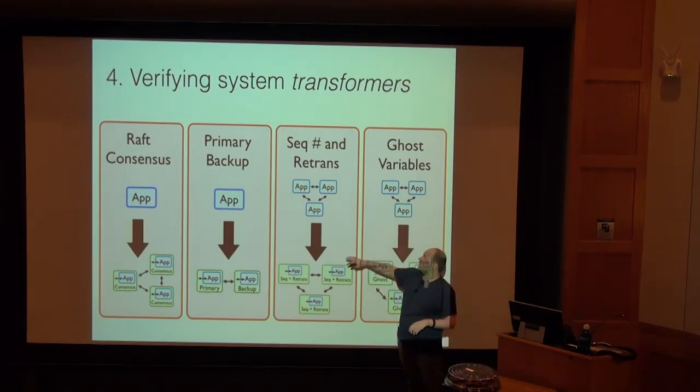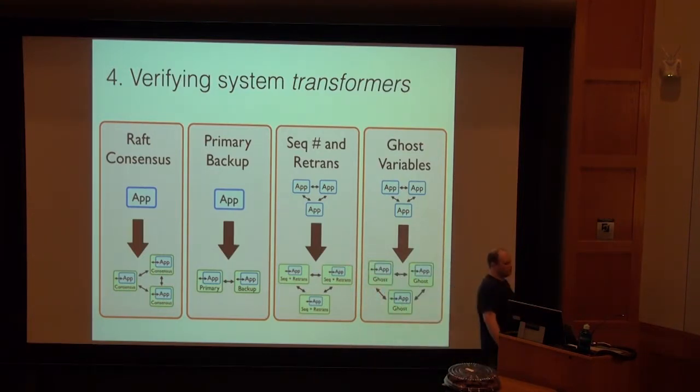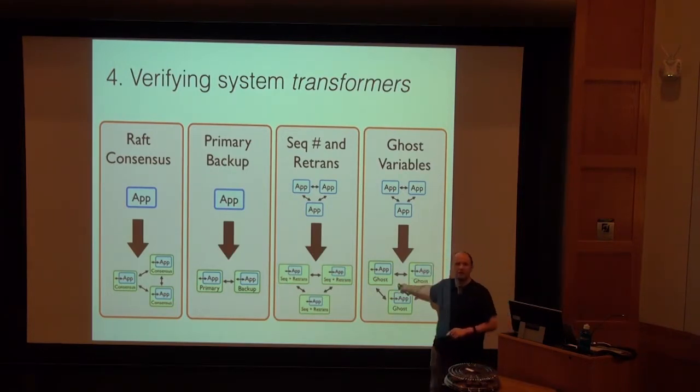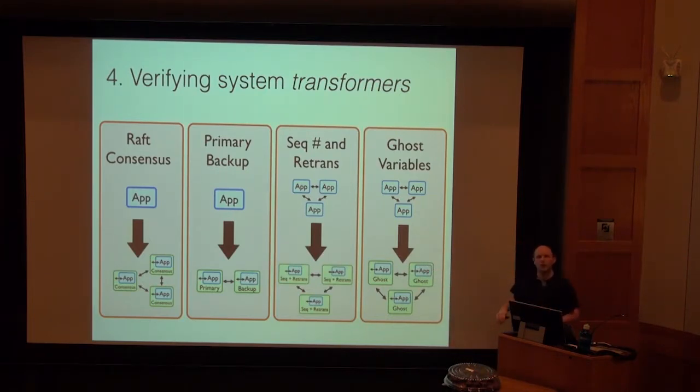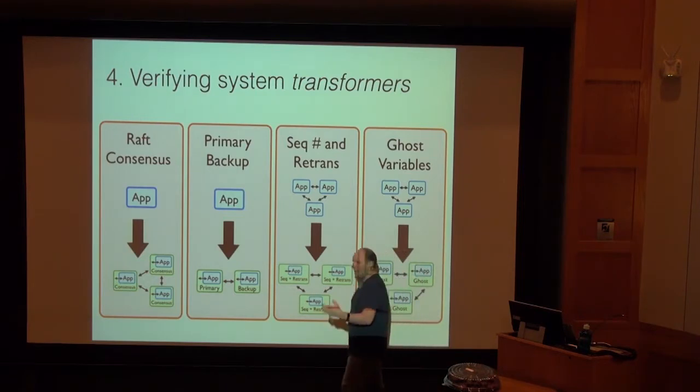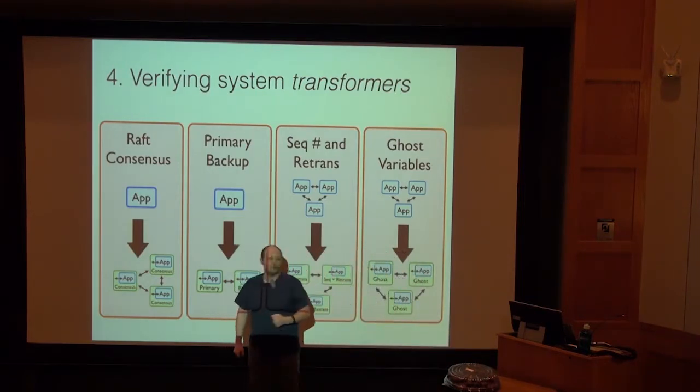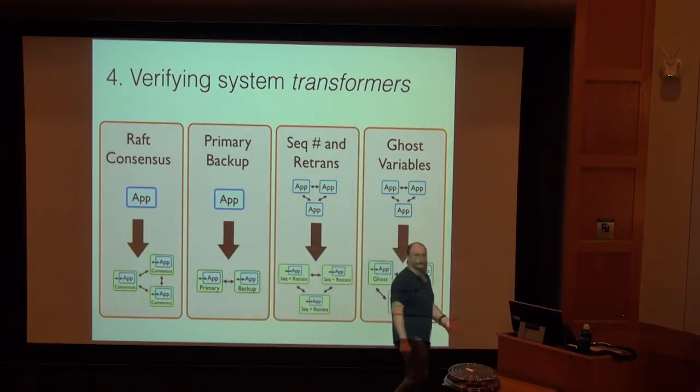We have something kind of like TCP with sequence numbering, which we'll talk about. And then tomorrow we'll talk more about how we can actually use this same mechanism of a verified system transformer to capture things that are helpful for proofs, things like ghost variables. This is a mechanism you want when you're trying to verify the system. We can actually just encode that as a VST.